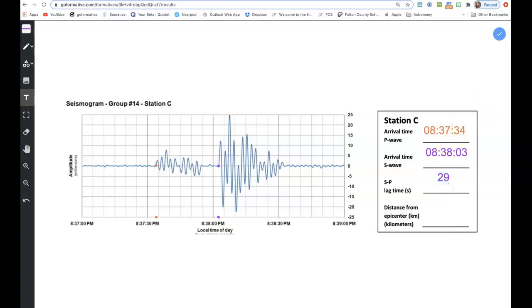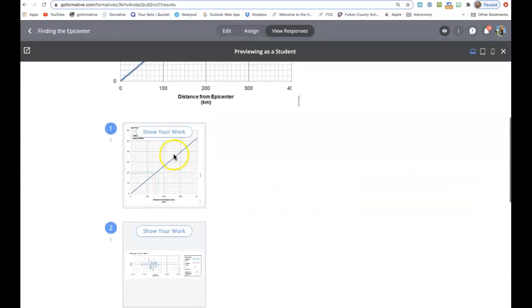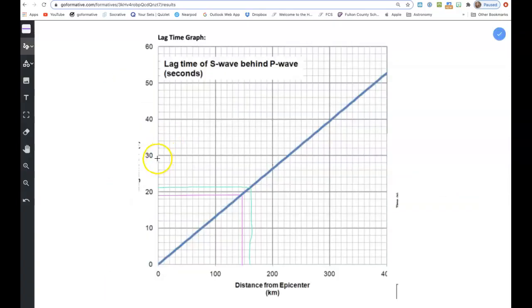Okay? So I'm going to take that information to the graph. So 29 seconds is going to be half between here. So I follow that over. Whoops, I didn't draw a straight line. Let's change this to be a straight line. There we go. I follow this down. So it looks like it's almost smack dab on the line. And so we have 200, 210, 220. So I'm going to estimate the distance away from station C is 220 kilometers.